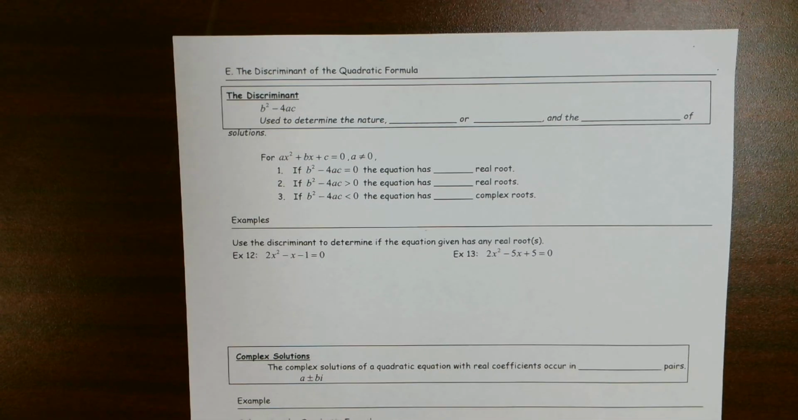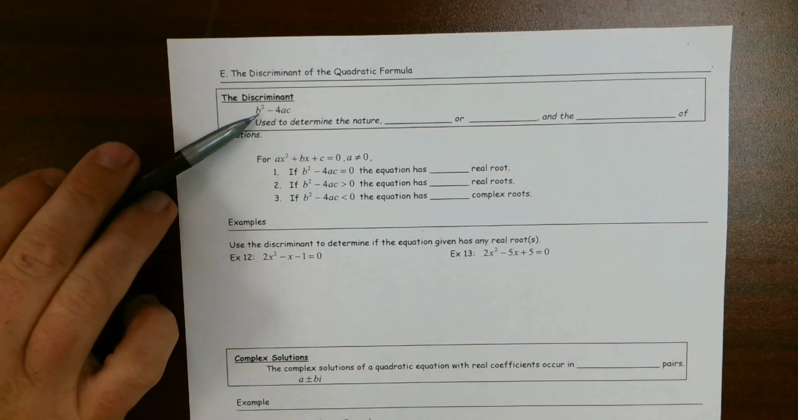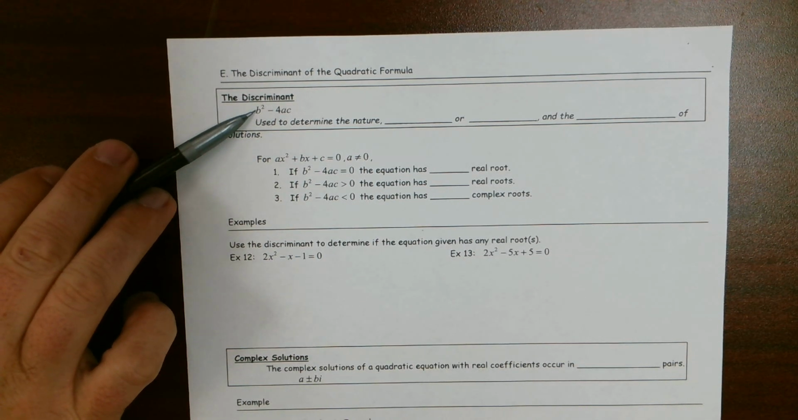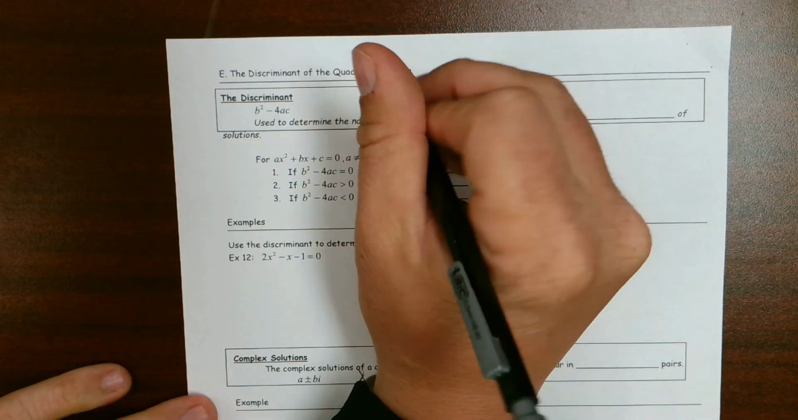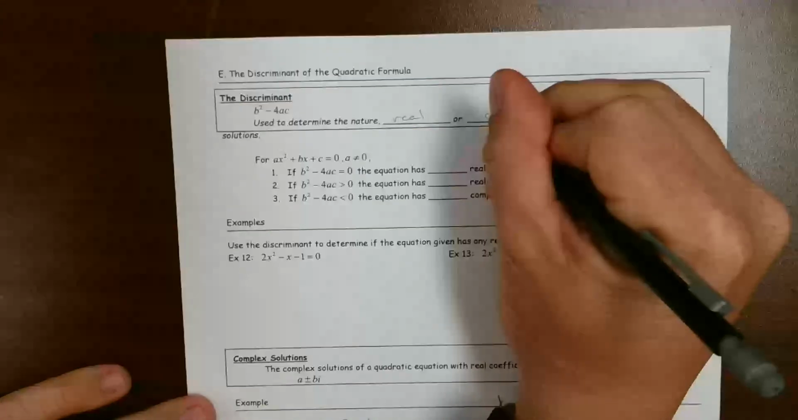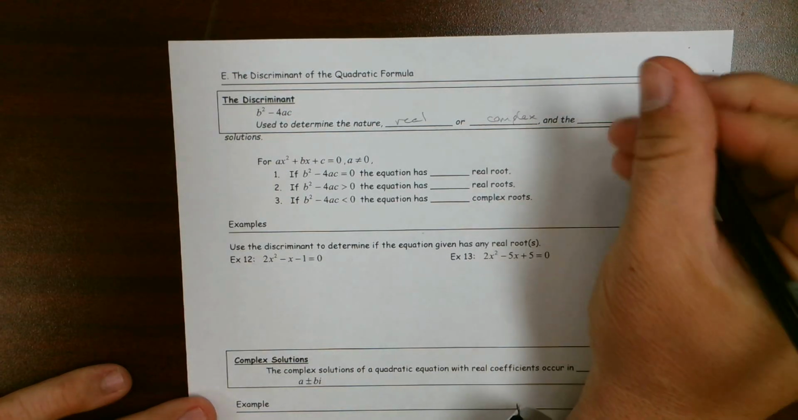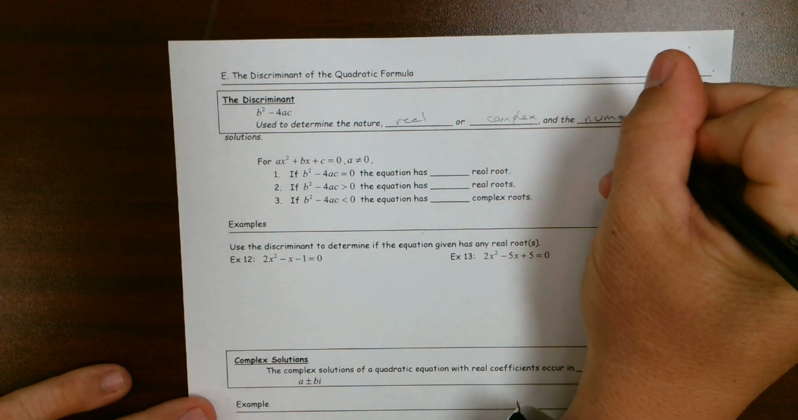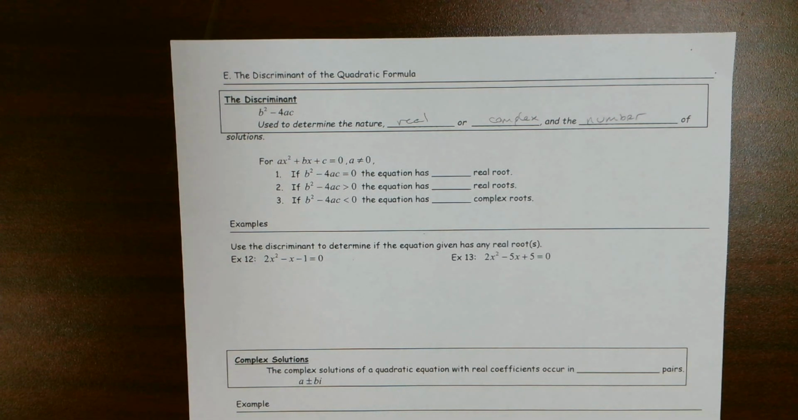Okay, so let's talk a little bit more about the quadratic formula here. We're going to talk about one little piece of it called the discriminant. The b squared minus 4ac part is called the discriminant. Okay, it's got a name. And it's used to determine the nature, whether real or complex, and the number of solutions. So it's going to tell you if your solutions are real or complex, and how many of them there are.